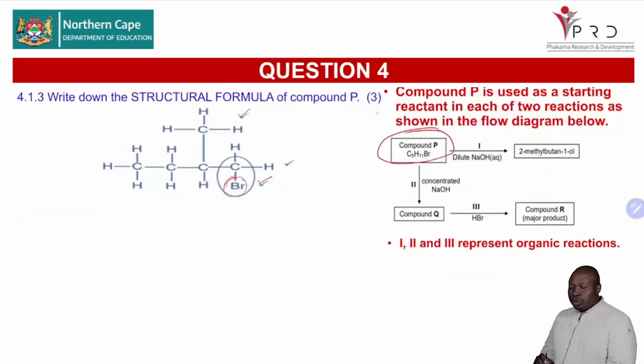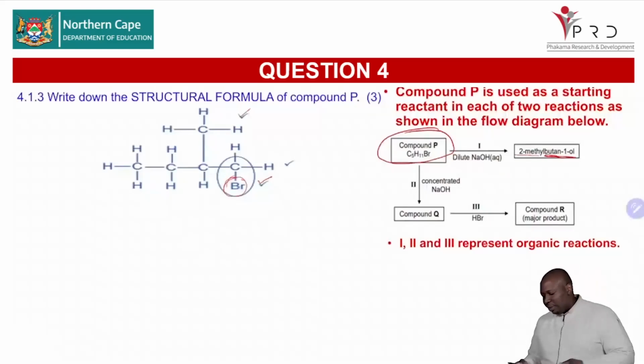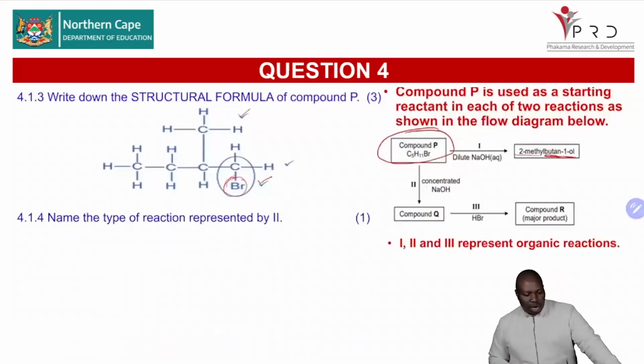Even if you were to lose marks, but you won't lose marks, you know it's butan-1-ol here. So you know that here you have 4 carbons in the longest chain. So you will definitely get 1 mark for identifying that. You will get another mark for seeing that in carbon number 2, we have a methyl. And then the last mark is to see that we have bromo in that carbon, and then that becomes your structure. So I hope you got that, and it will be able to help you.